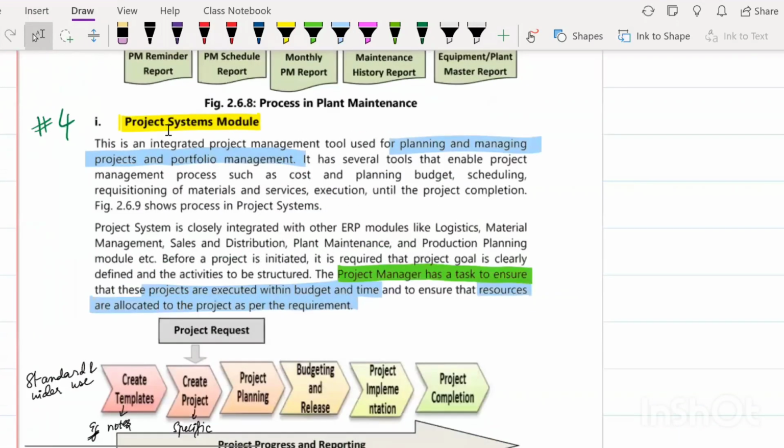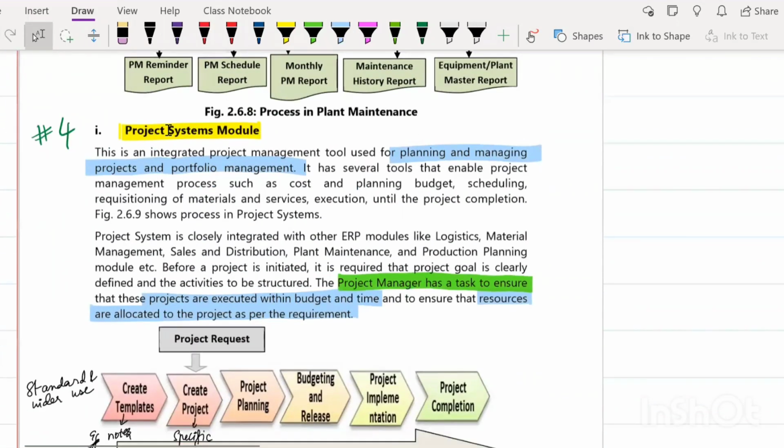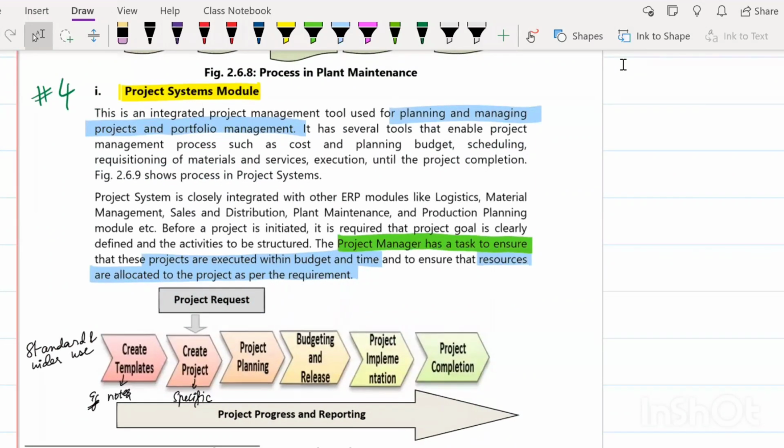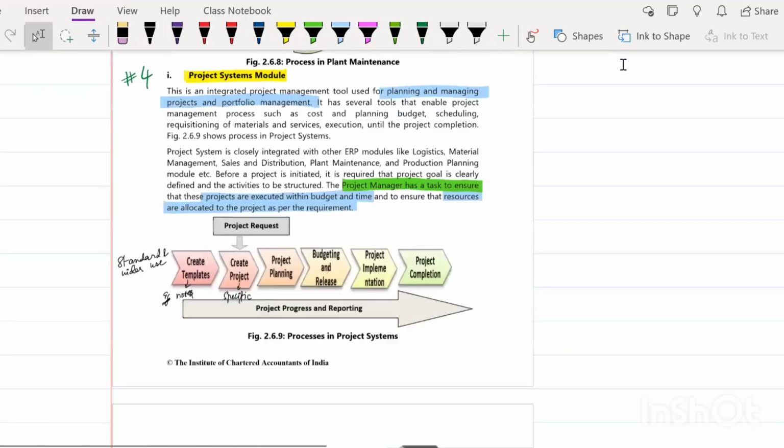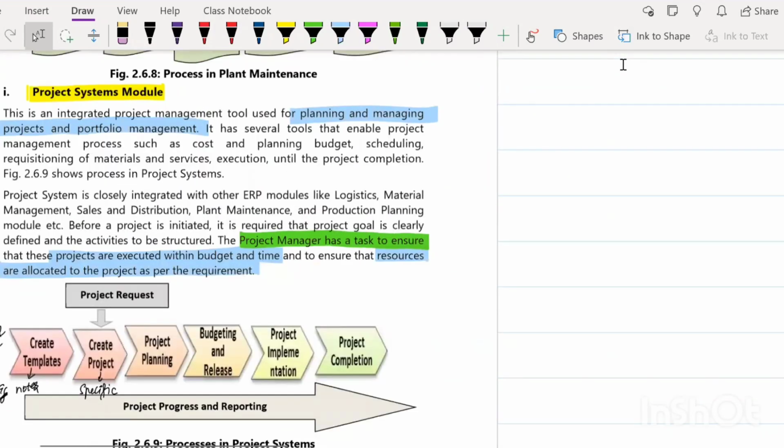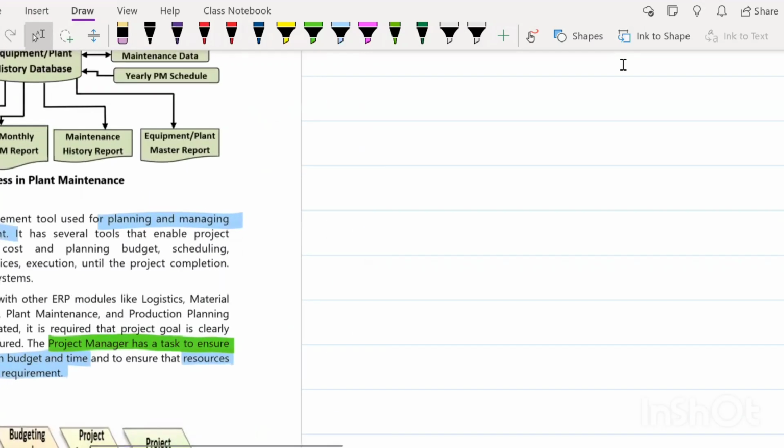Next is your project systems module. So now I'll tell you with an example for this module. We have already completed two. Now we are moving on to the third module, which is the project systems module. Here, suppose there is a project that you have to do. Okay, I'll maybe tell you, see.